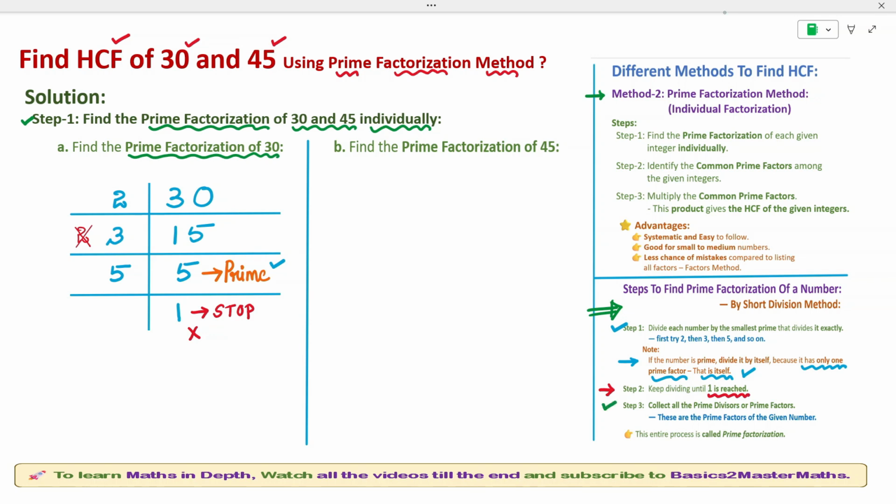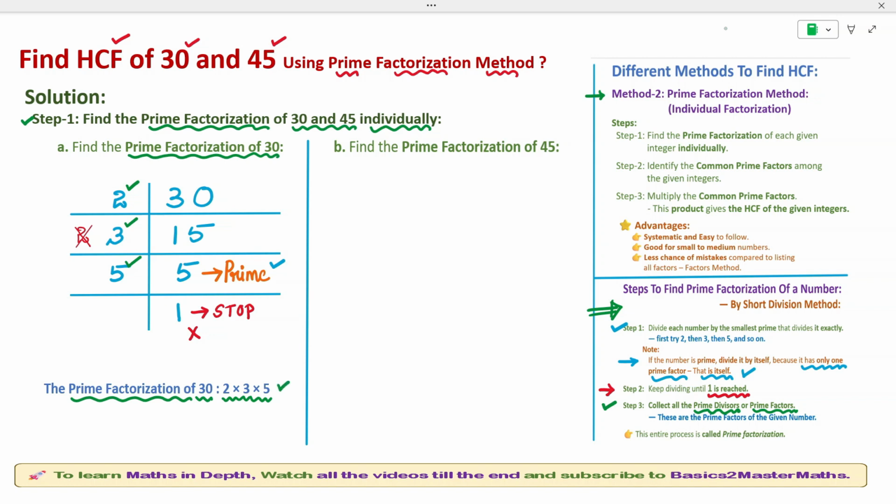Step 3. Collect all the prime divisors or prime factors. In this case, they are 2, 3 and 5. Therefore, the prime factorization of 30 is 2 multiplied by 3 multiplied by 5.